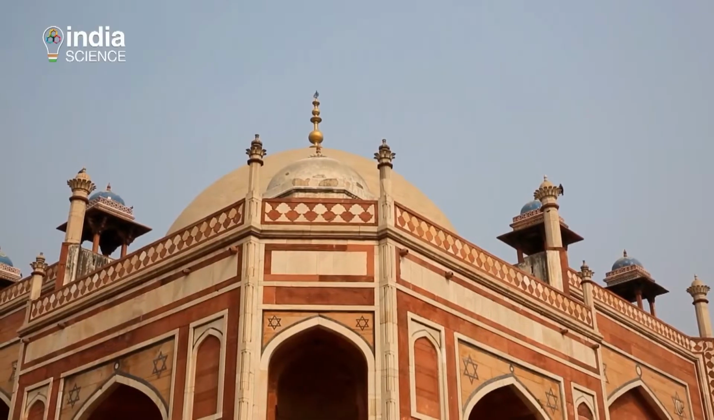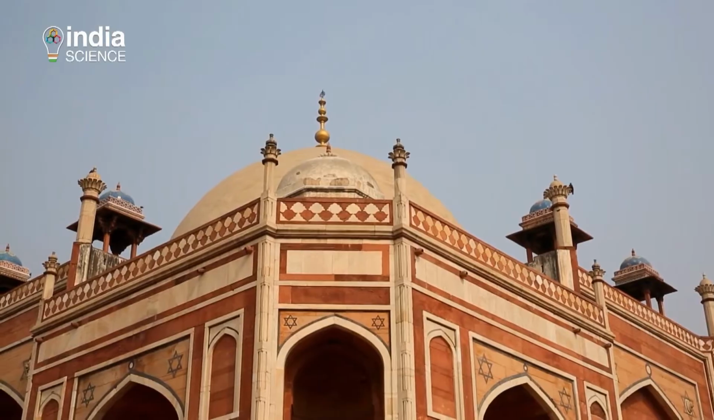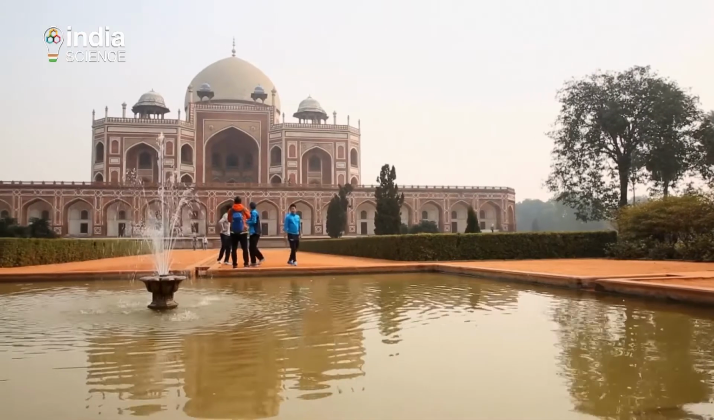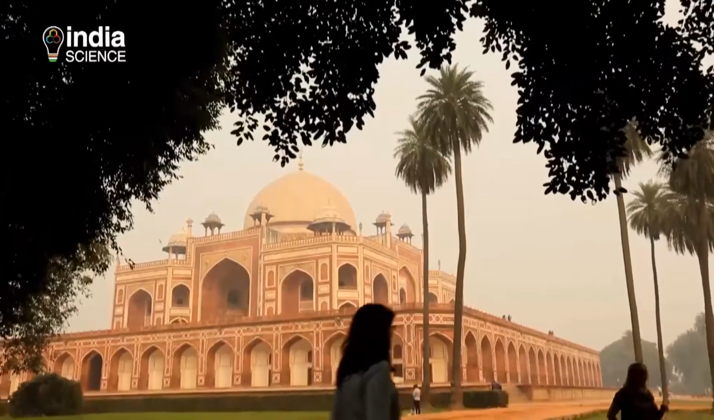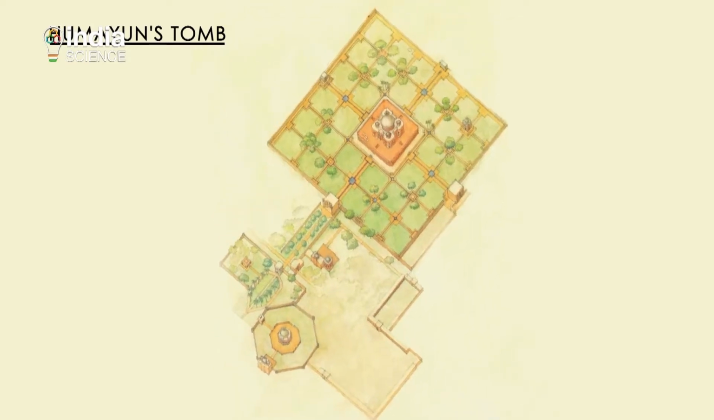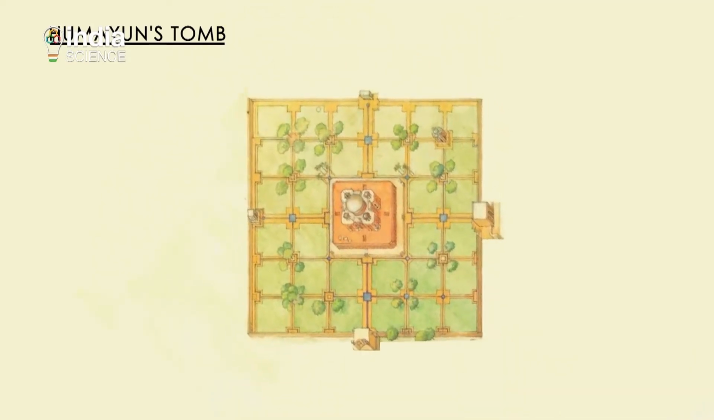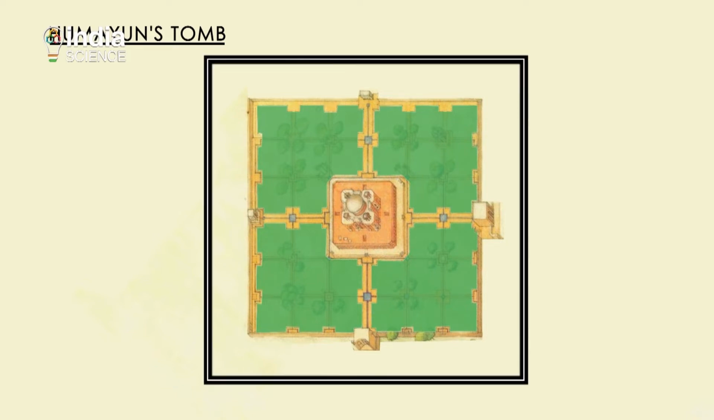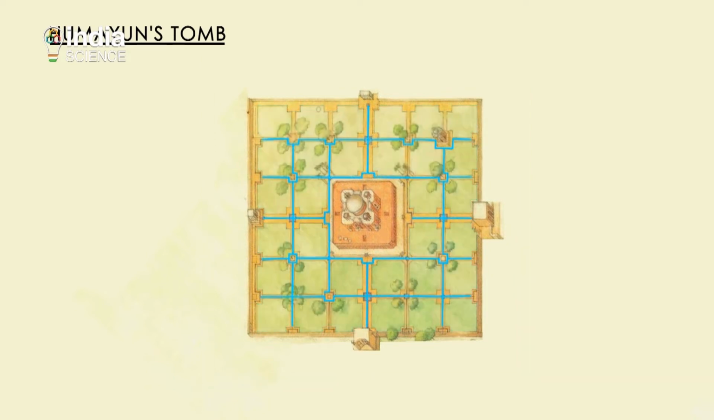This tomb was built for the Mughal Emperor Humayun. Now, underlying the beauty of this tomb is a load of science and technology. Starting from the layout, the tomb proper stands in the center of a square garden divided into 4 main parterres by causeways, charbagh, which basically indicates a quadrilateral garden divided by walkways or flowing water into smaller parts.